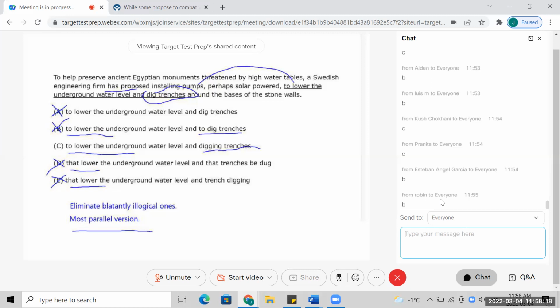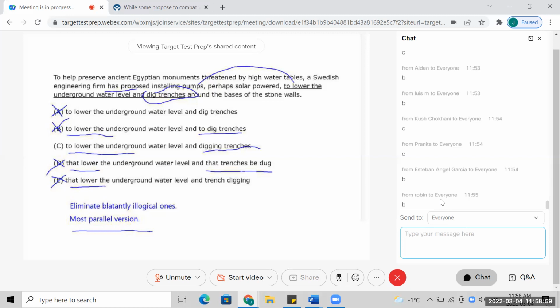"Proposed installing" is kind of a, we're proposing a specific thing. We're not proposing an action. I'm sorry, installing is an action, but it's one way of using the word propose. Like I proposed a gift, I proposed a toast, I proposed a thing. So it's a certain subtle way of using propose. Now look at this: "has proposed that trenches be dug" is a different way of using propose. If this is sort of subtle for you, don't worry about it because you probably don't have to know it, because you can just look for the most parallel choice.